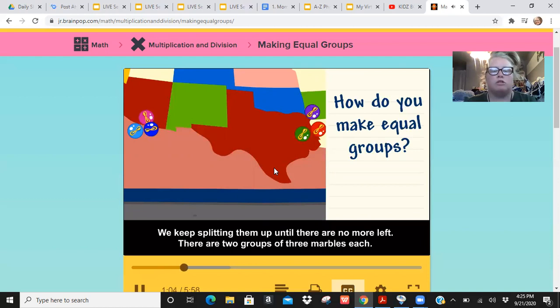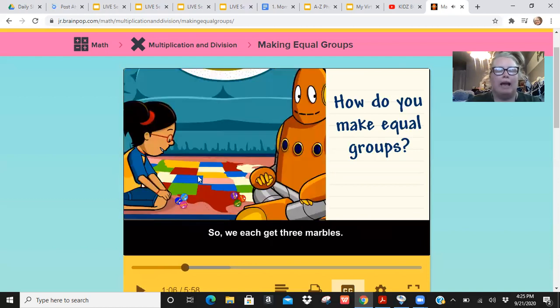Okay. So now Annie has 1, 2, 3 marbles, and Moby has 1, 2, 3 marbles. 3 and 3 are the same. Each person in their group gets 3 marbles. 3 for Annie, 3 for Moby. 3 and 3 are equal. Let's keep seeing what else we've got.